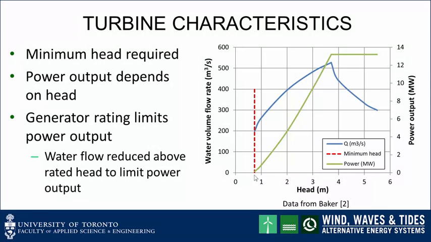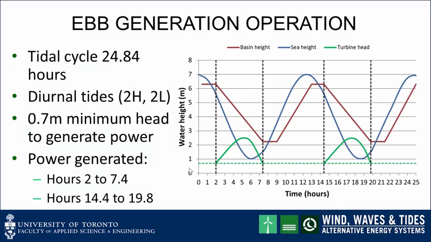You can see for this particular turbine only 0.7 meter head is required to get the turbine to operate properly, right? So that plays out in our tidal barrage operation. So let's move to the tidal barrage operation. Now with the basic understanding of the turbine characteristics, we can look at the ebb generation operation. This is the simplest system.